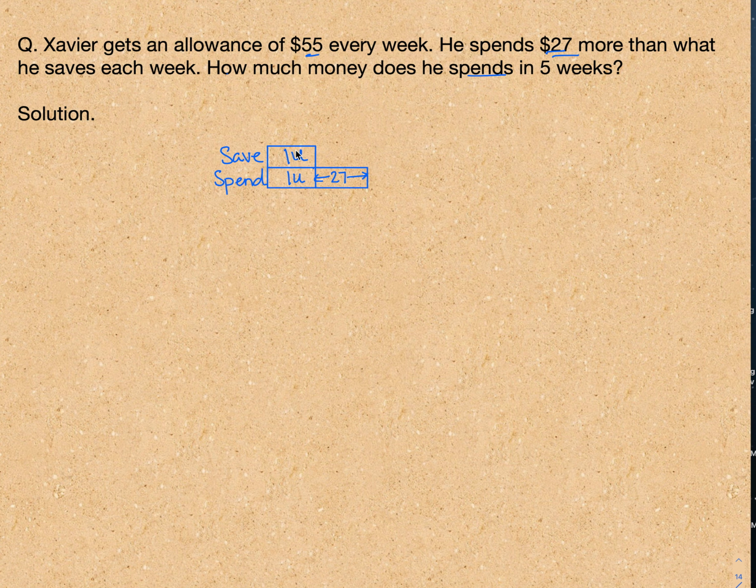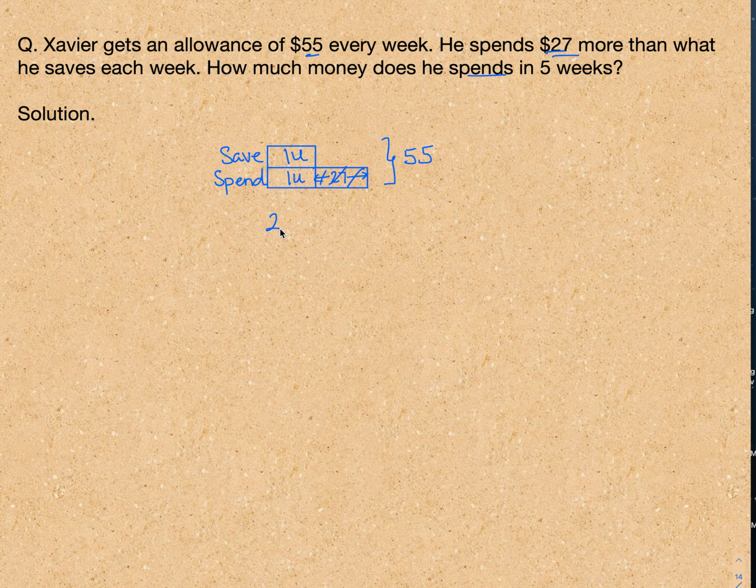So 1 unit he saves, 1 unit plus another 27 he spends, and all together is how much? It is 55. This is all for 1 week. If you see from the model, if you just subtract this extra 27 from 55, we will be left with 2 units.